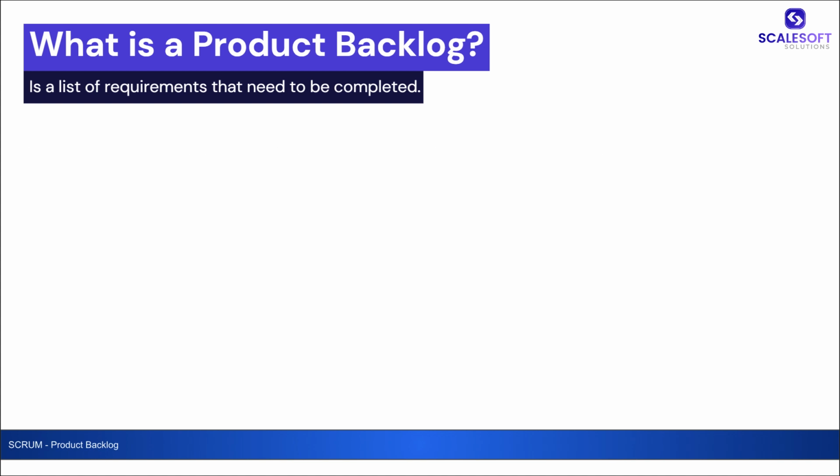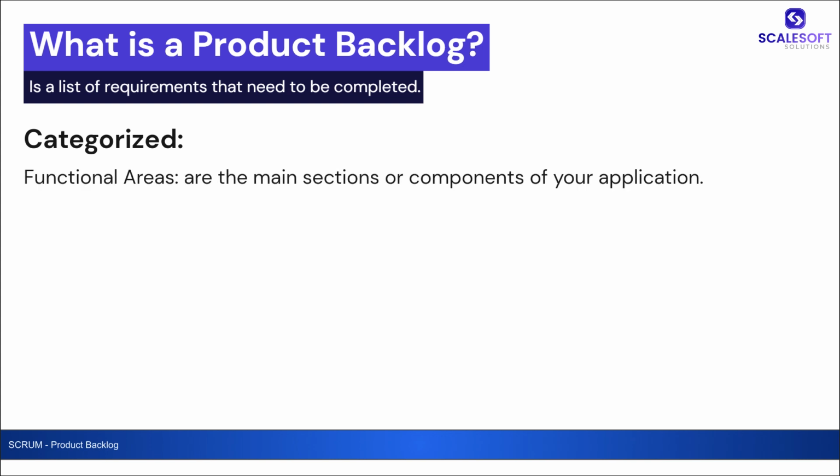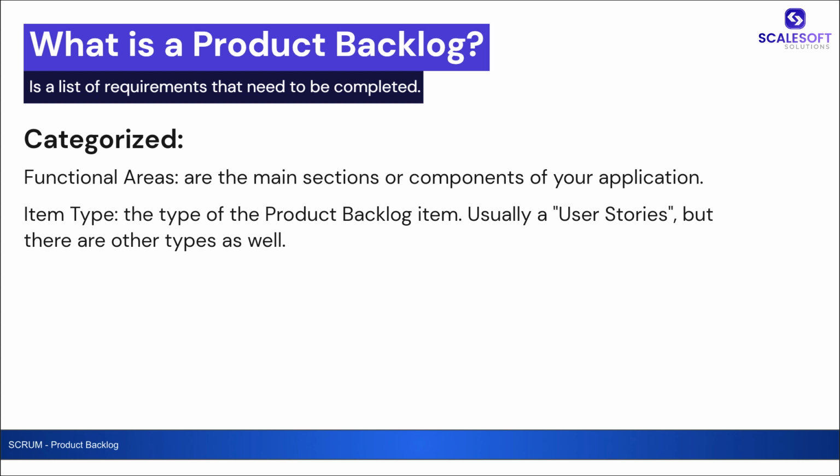So when we say that the product backlog is categorized, it means to make it easier to read and follow. There are many ways to categorize a product backlog list. For example, we can categorize it by functional areas, and we can categorize it by item types. We will be looking at this in more detail in the next video, but for now, let's take a quick example. We can use the functional area as a category type.